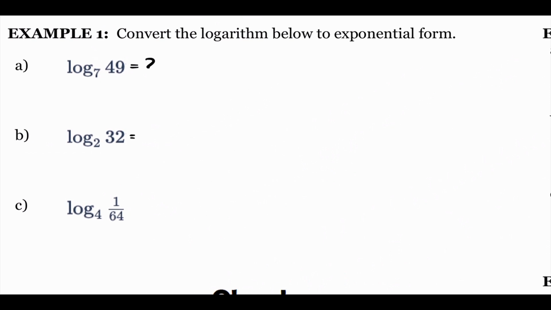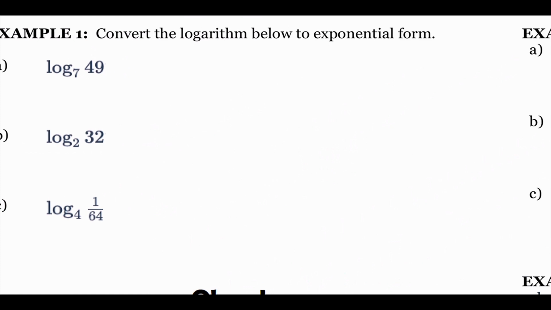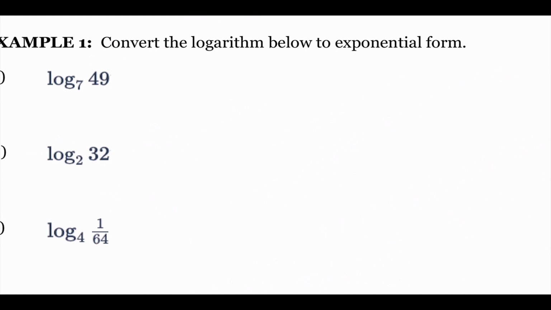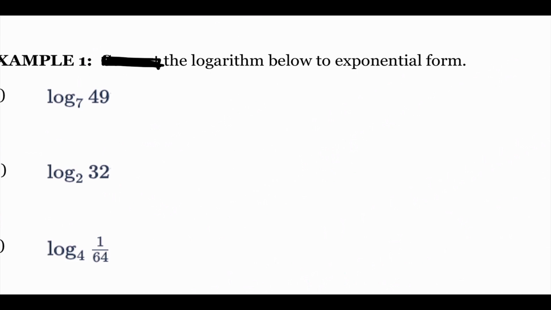Okay, so here, let me change this. The directions are wrong. It should say, instead of convert, change it to evaluate. And then instead of "to," put "using." That's what it should say: evaluate the logarithm using exponential form. Okay.